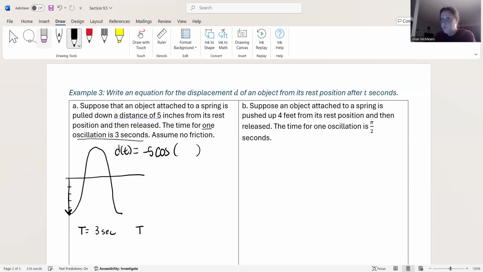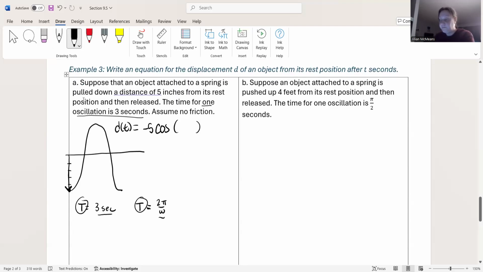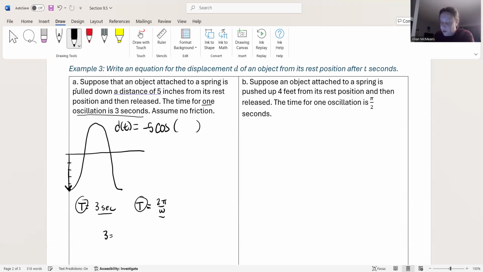But we also know the formula for our period is 2 pi over omega. Well, if T equals 3 seconds and T equals 2 pi over omega, then 3 equals 2 pi over omega. So let's just solve for omega. Let's start by multiplying both sides by omega. On the right, the omegas just divide out. So we would be left with, let me scroll down just a smidge more.